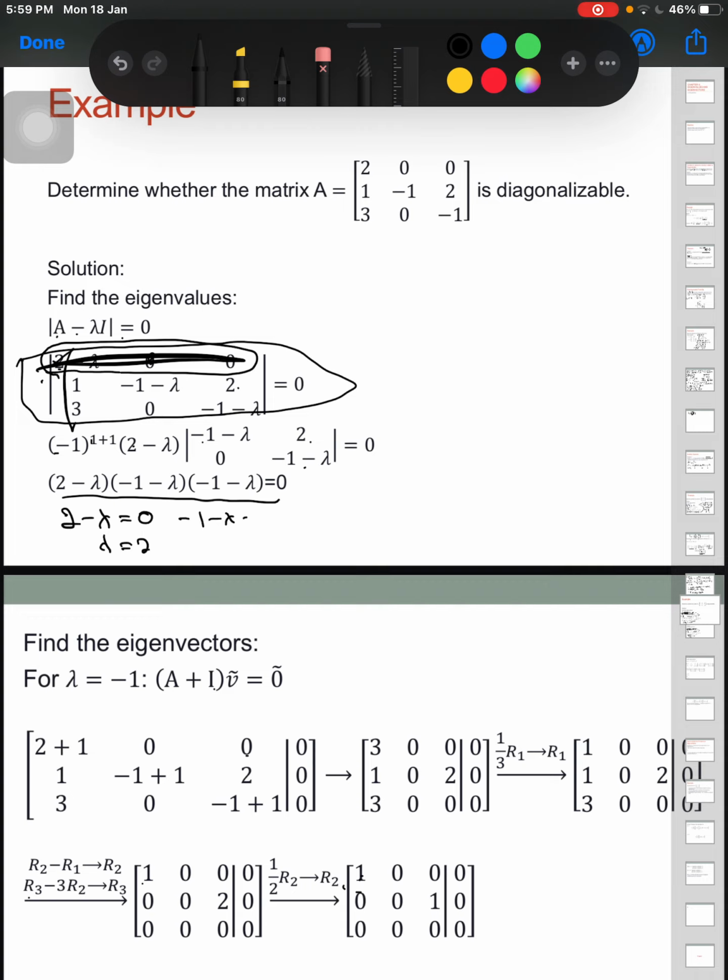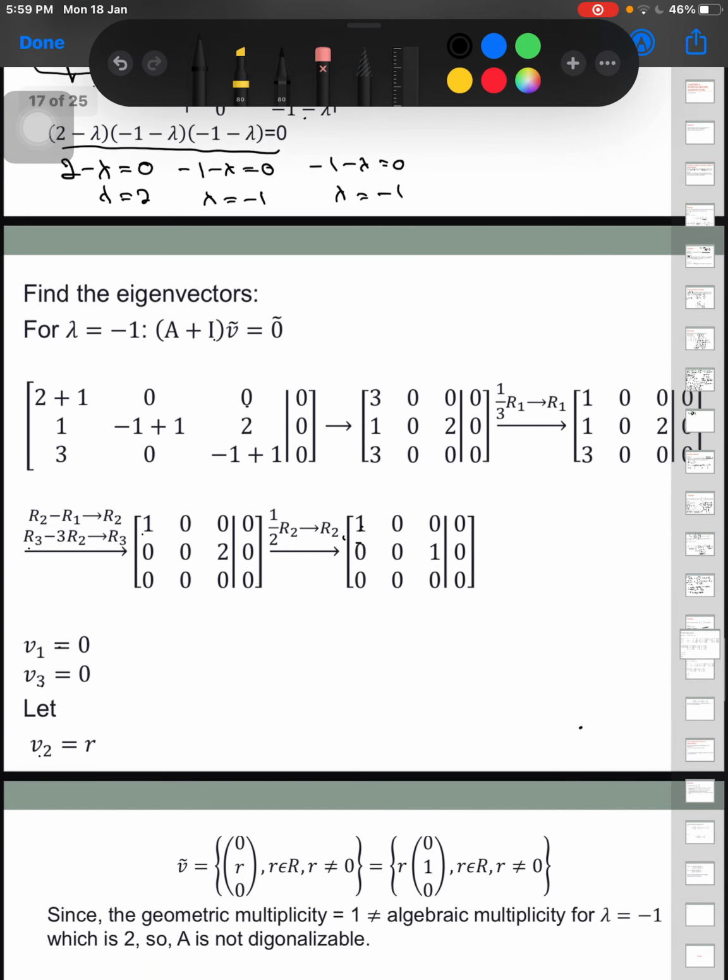And negative 1 minus lambda equal to 0, so lambda equal to negative 1. And negative 1 minus lambda equal to 0, so lambda equal to negative 1. Okay, so from this we have eigenvalues lambda equal to negative 1, and 2. Okay, so usually we check the repeated one first.